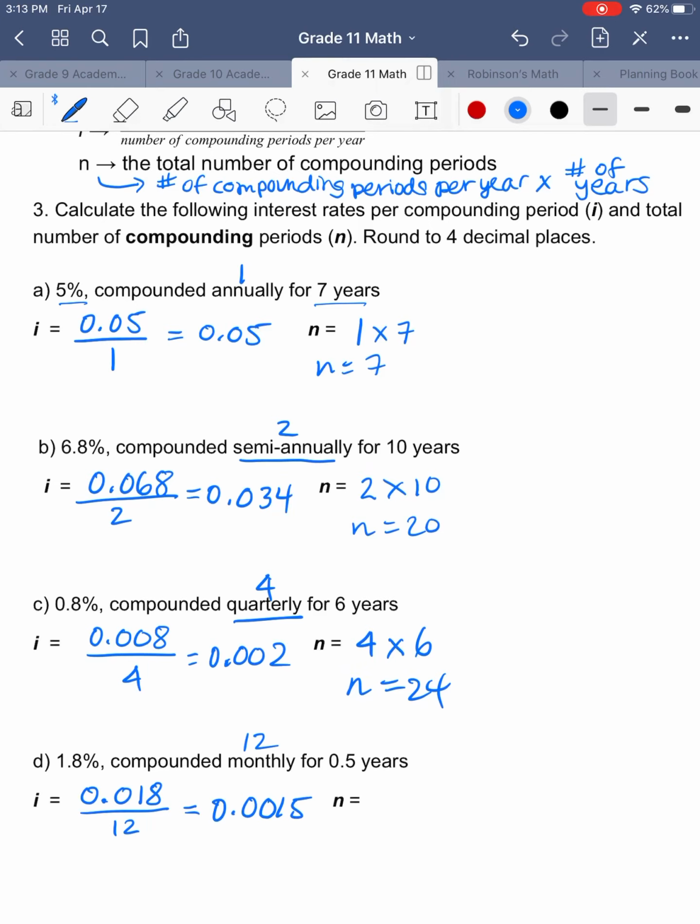Okay, and that's not a rounded number, that's an exact number here. And then for N, the total number of compounding periods, it's compounded 12 times per year. Now it's only for 0.5 years though. So we have 12 times 0.5, and N is equal to 6.